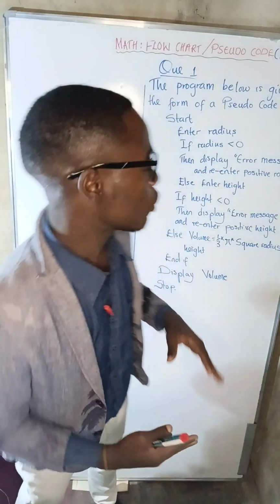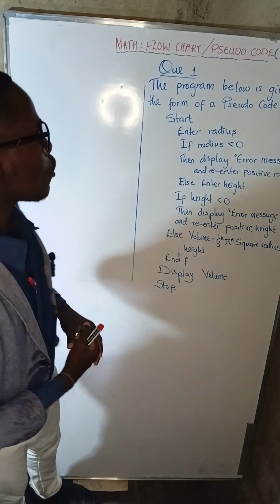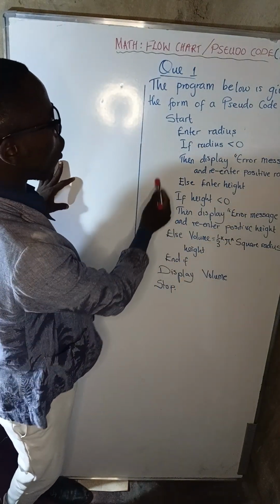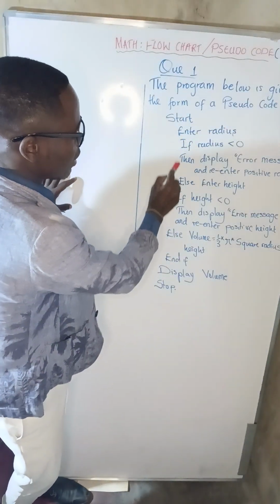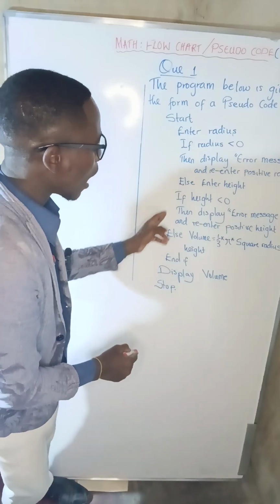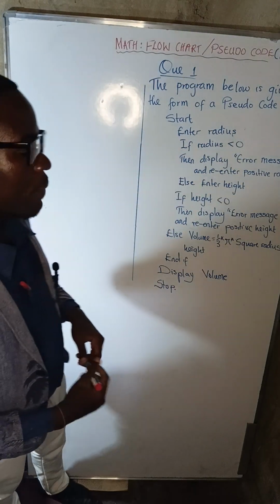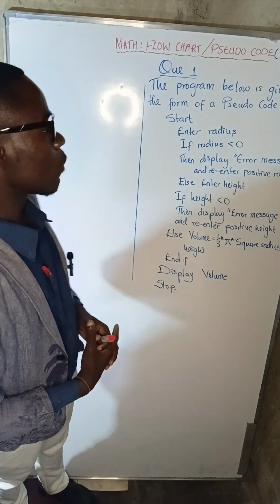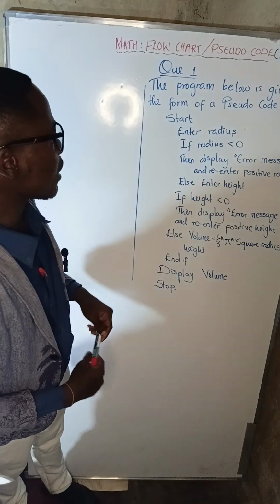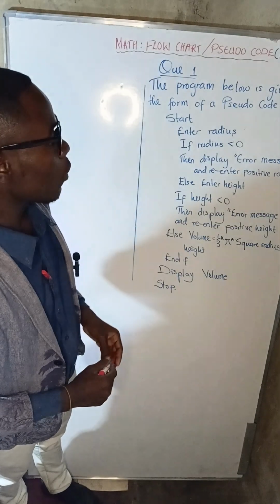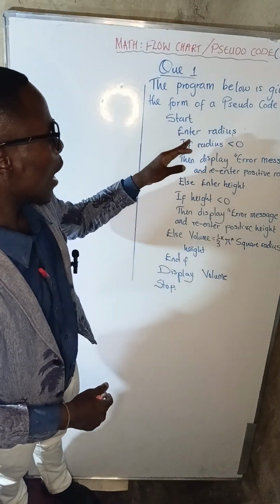So according to the question, it is given in pseudo code. Yes, you can see that. As it is given in pseudo code, it is going slant, moving like this, making an oval shape like this. So this question is depicted from one of the papers from the exam. They are saying that the program below is given in the form of pseudo code where we have start, enter, like that.